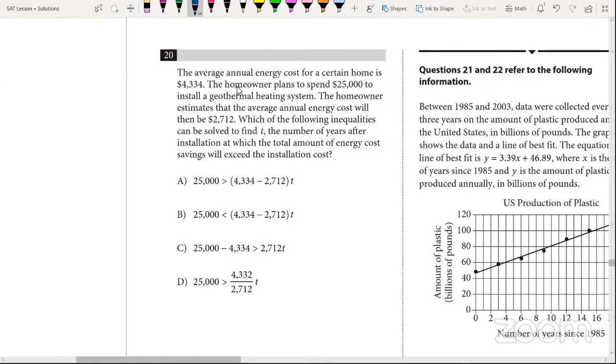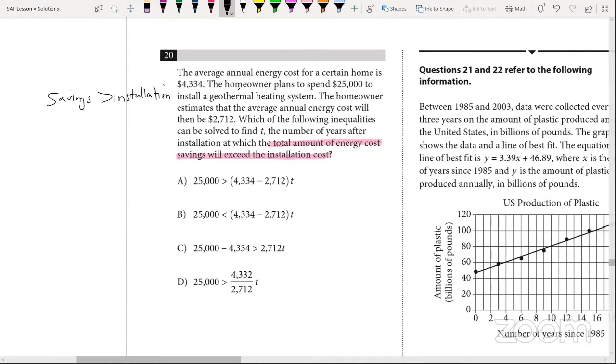Number 20 says, in terms of the main backbone of this problem, is that we want the total energy cost savings to exceed the installation cost. And we're talking about the savings over years.